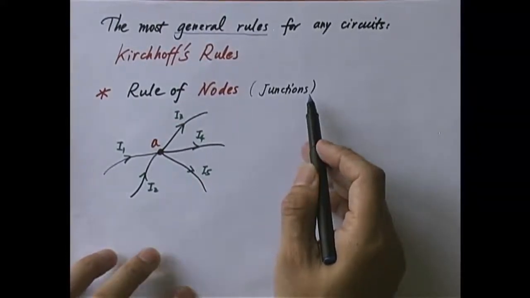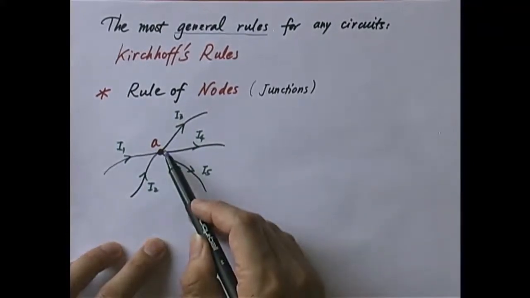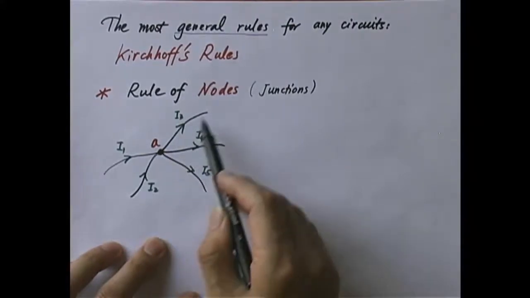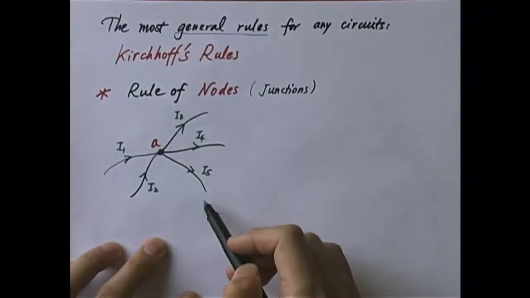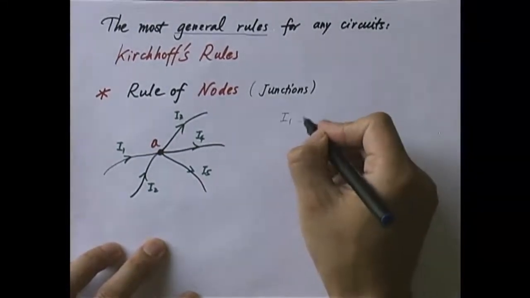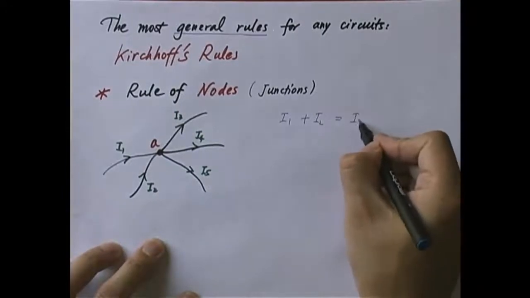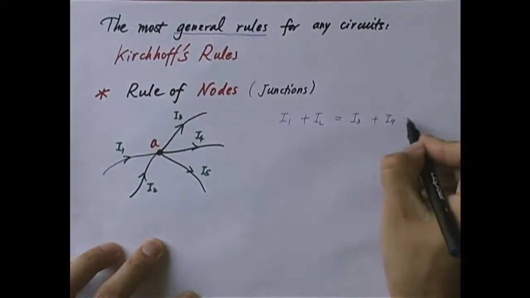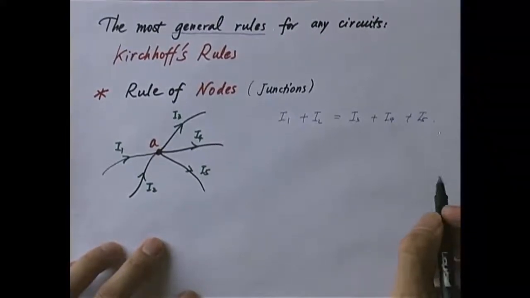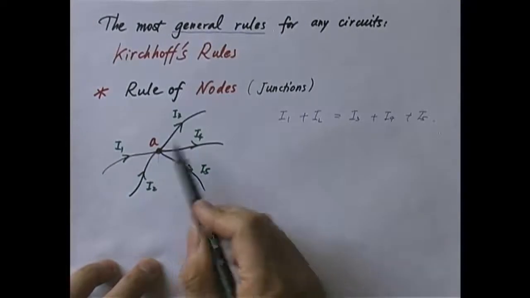What does it say? Well, it says that if you add all the currents flowing into this node, it must equal the sum of all the currents flowing out of the same node, or the same junction. So in this case, I have I1 plus I2. These are the currents flowing in. It must equal I3 plus I4 plus I5. You can generalize to more complicated cases, when you get many more branches flowing in, many more branches flowing out.